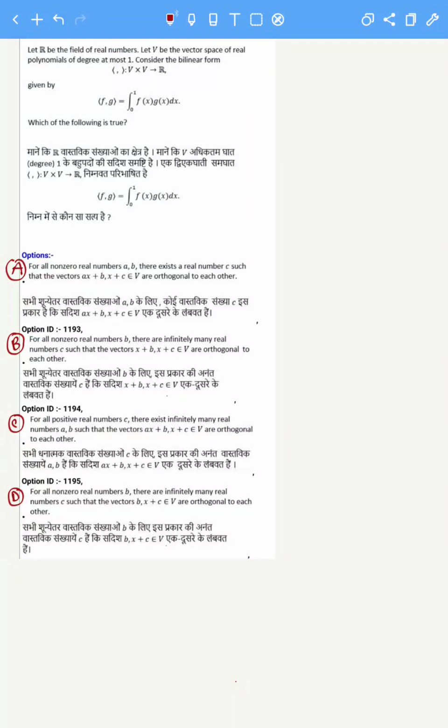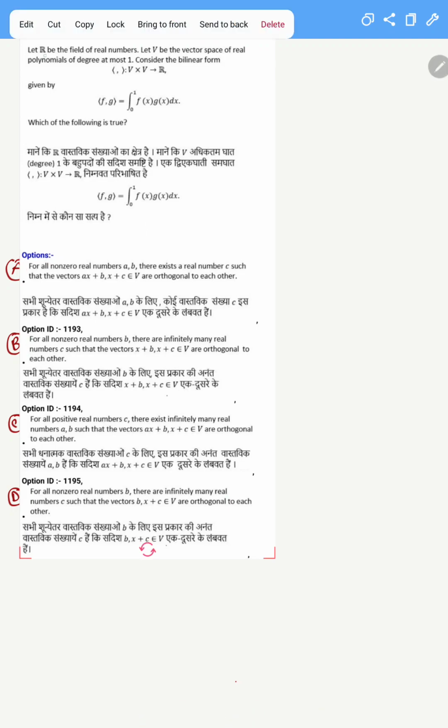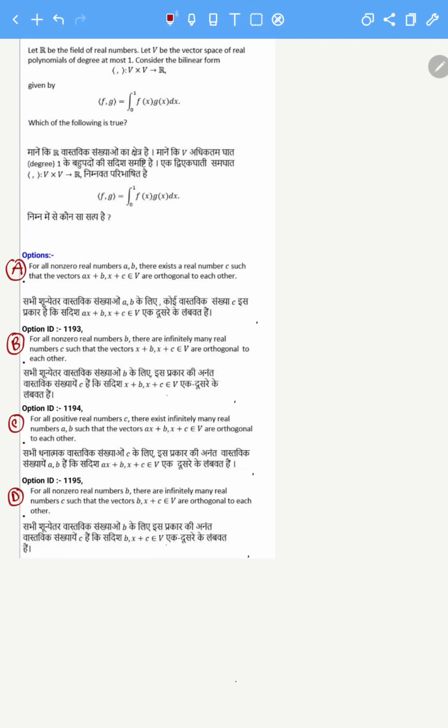Today we have one question from the 2022 September CSIR NET exam. The question is: let R be the field of real numbers, and V be the space of all real polynomials of degree at most one. That has to be noticed here, and the bilinear form is defined in this way.